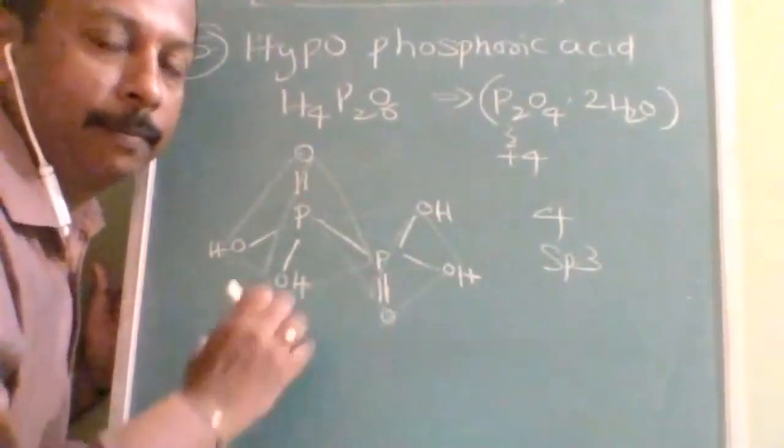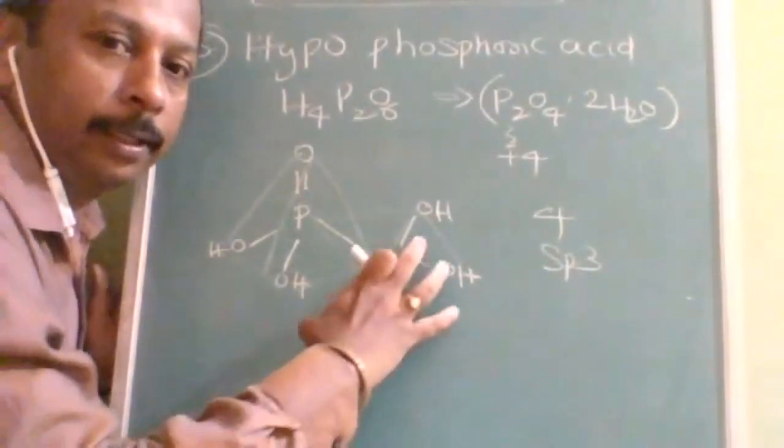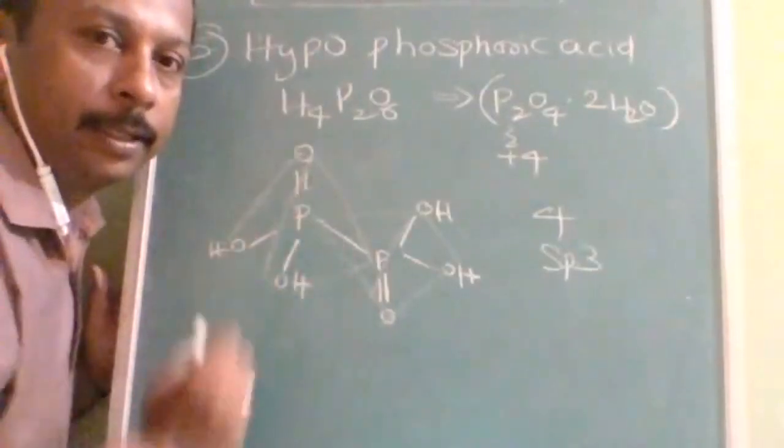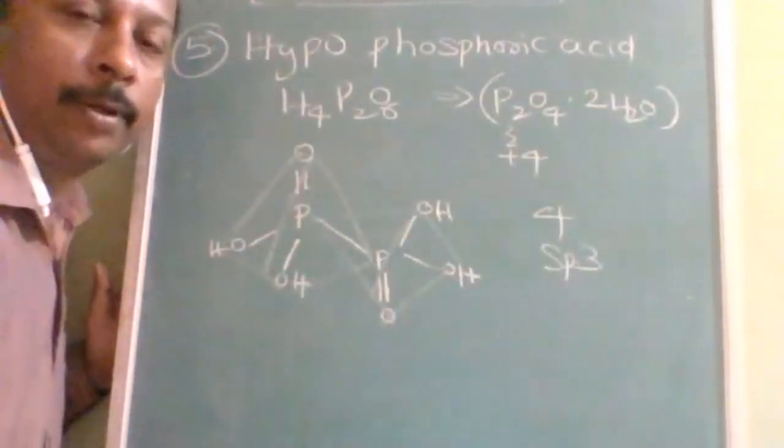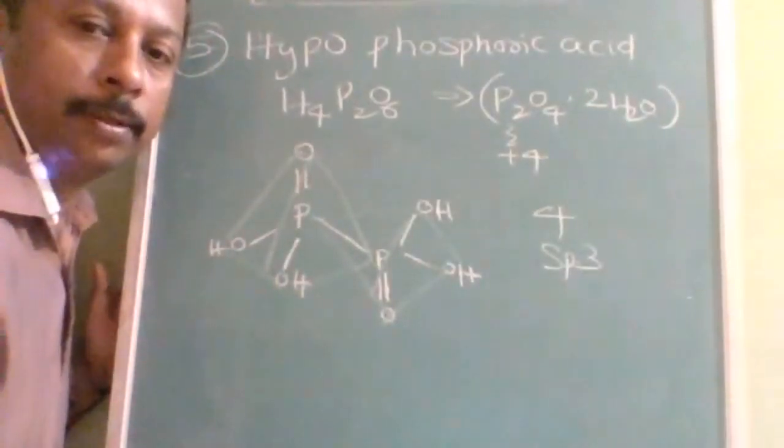Oxidation number I just now told you, +4, basicity 4, sp3 hybridization. You cannot say it is a complete tetrahedron. This is one tetrahedron, this is another tetrahedron. Okay, 5 oxo acids. Understood now?